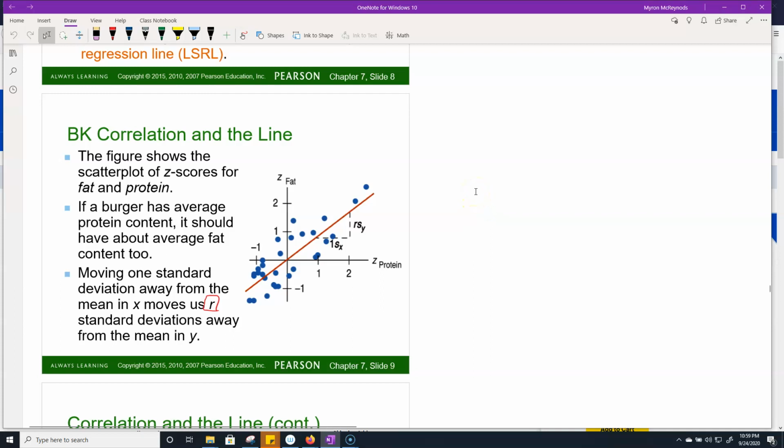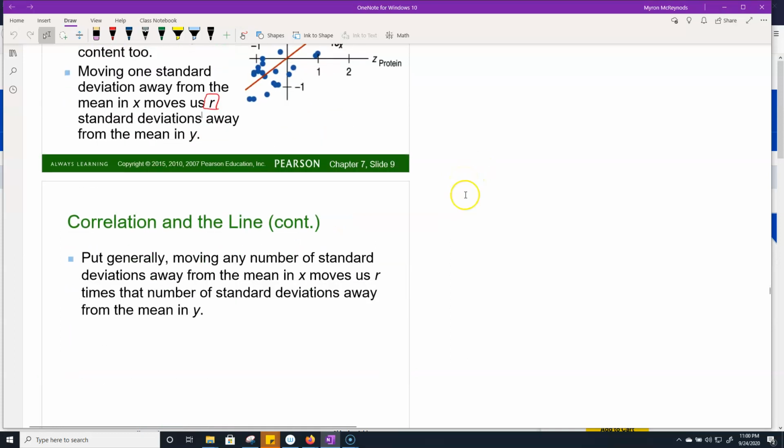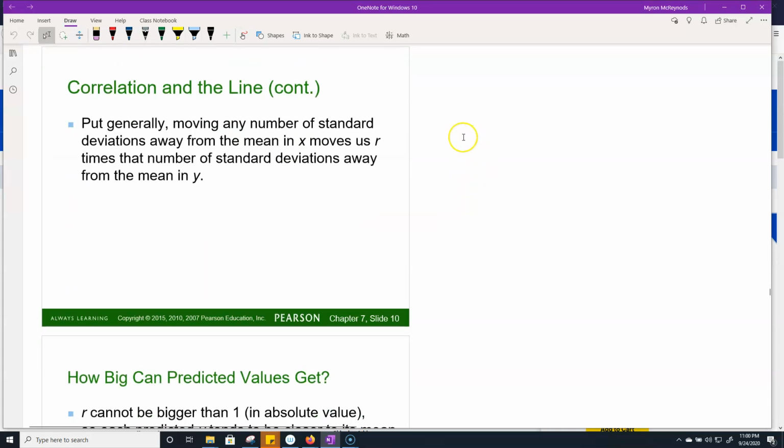It's going to be going on in the background when you calculate this in Stapplet, but there will be a relationship going on in the background. So put generally, moving any number of standard deviations away from the mean in x moves us r times that number of standard deviations away from the mean in y. That's that correlation value and how it relates to this line.